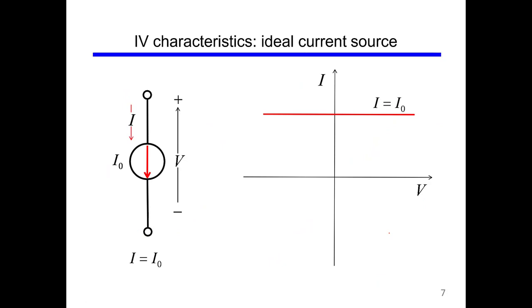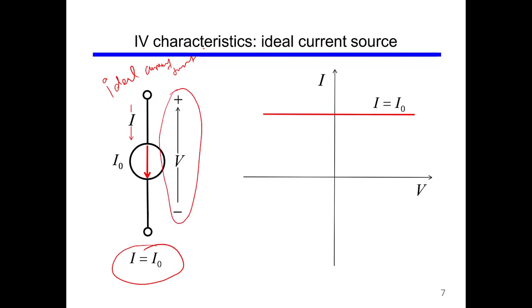Now the second thing that electrical engineers are accustomed to is the ideal current source. What an ideal current source provides is a constant current, you can say I naught, irrespective of the voltage that is there. So the voltage can be anything along this axis, but the current is always constant. So this is an ideal current source.